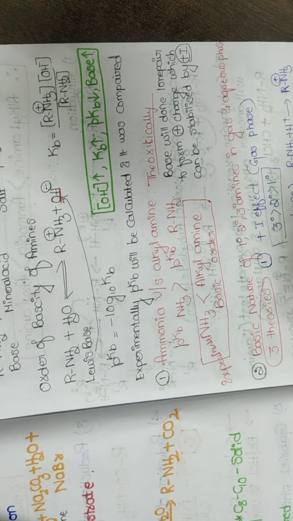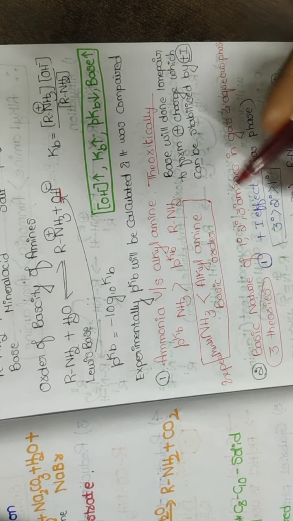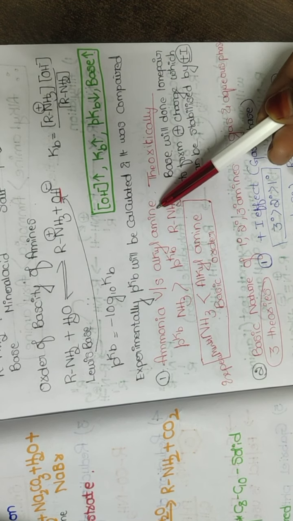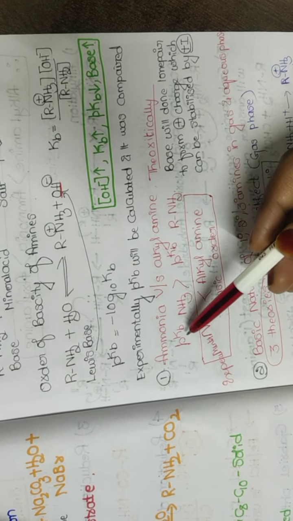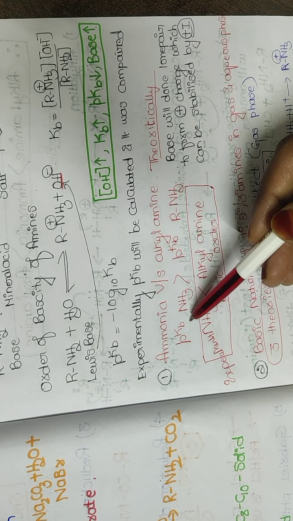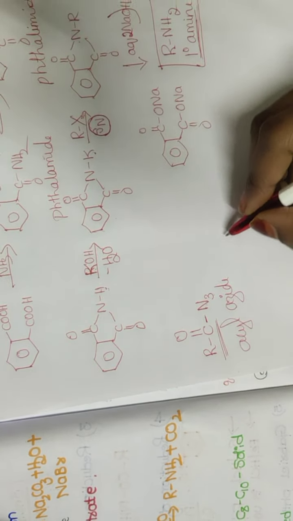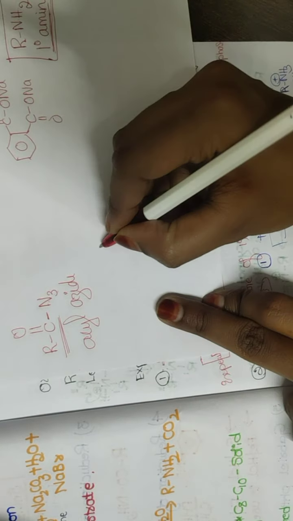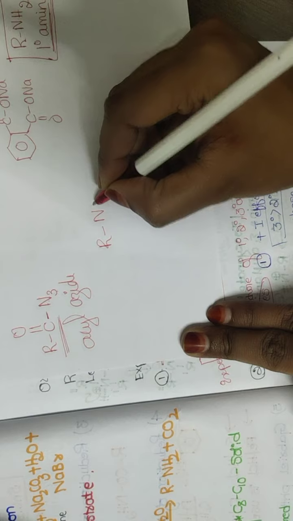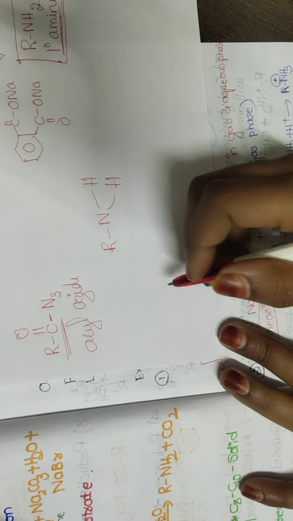Now we have to understand theoretically why alkyl amines are highly basic when compared to ammonia. I hope you know that in the case of an alkyl amine, I have one R group bonded to a nitrogen with two hydrogens.